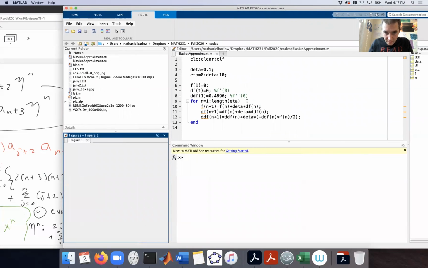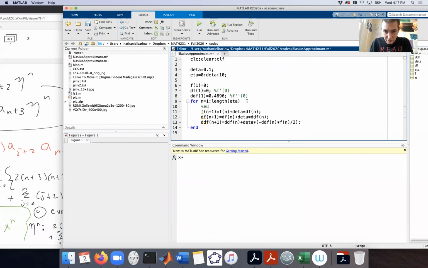So this is Euler's method. Just breaking this down. Euler's method. Find the first derivative. Second derivative. Differential equation itself. Okay, and then we want to plot this.